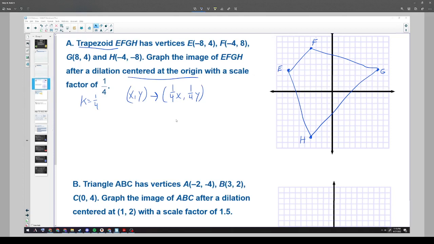So instead of (-8, 4), E is going to be at (-2, 1). Right here will be E prime. F is going to be, instead of (-4, 8), at (-1, 2). So that's F prime. G, instead of (8, 4), will be (2, 1), right here. And H will be (-1, -2), right here.